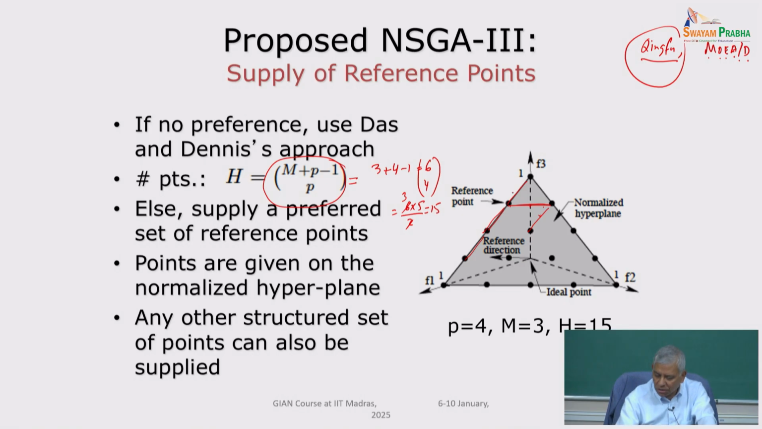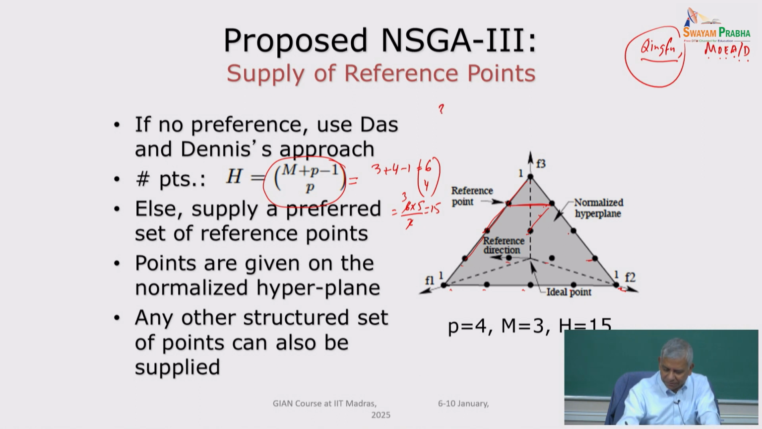Let's count. 1, 2, 3, 4, 5, 6, 7, 8, 9, 10, 11, 12, 13, 14, 15. Exactly 15 points. If you tell me no, I need an even number, I need 16, this method cannot handle that. It's structured. What's the next one? Next higher? I have to increase P by 1. So now instead of 4, I need 5.